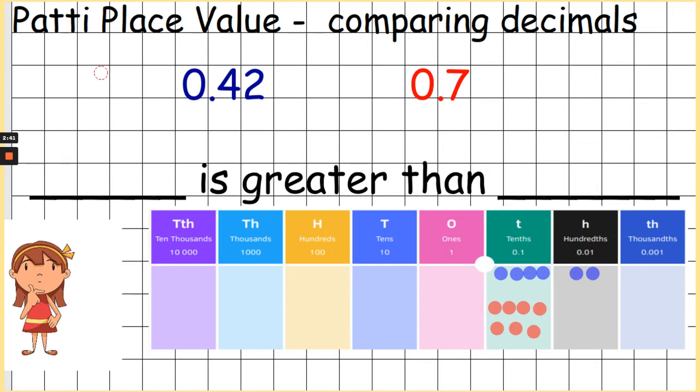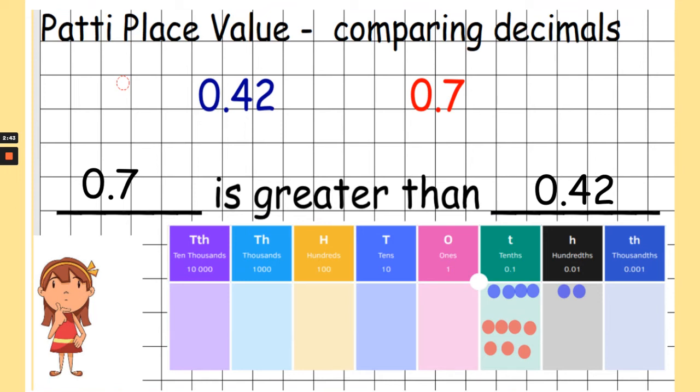Okay, let's see how we got on. So the answer you should have had was 0.7 is greater than 0.42. As you can see, if we look at the tenths column, there are 4 blue dots and 7 red dots. 7 is greater than 4, therefore 0.7 is greater than 0.42.